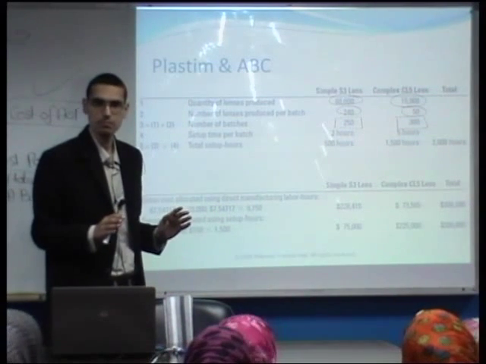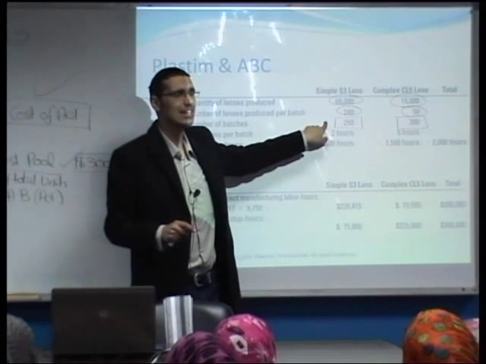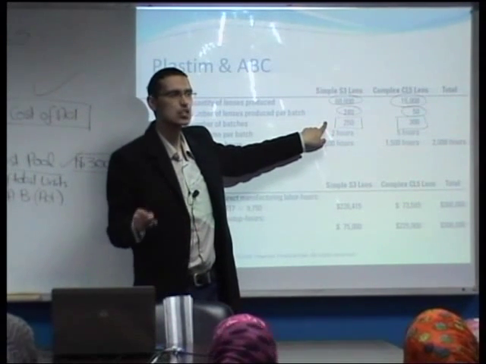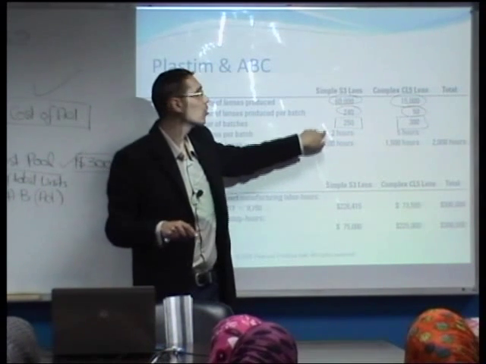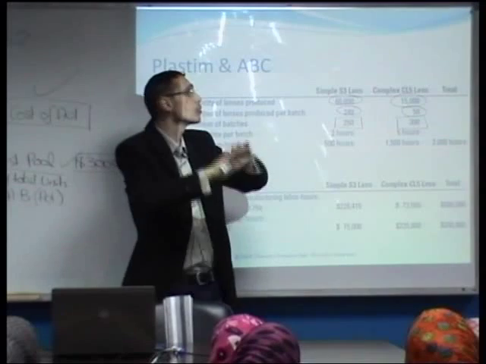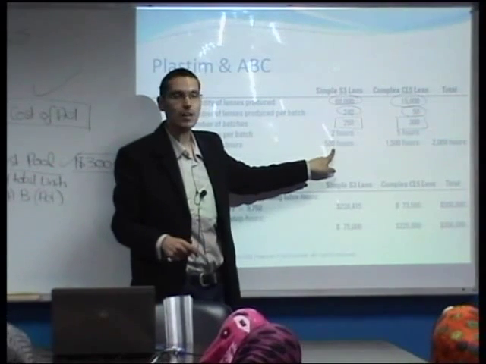Any questions? Of course, if we know that we need 250 batches and each batch would need 2 hours, that means for the S3 lens, in order to produce the whole 60,000, we need how much? 500 hours.